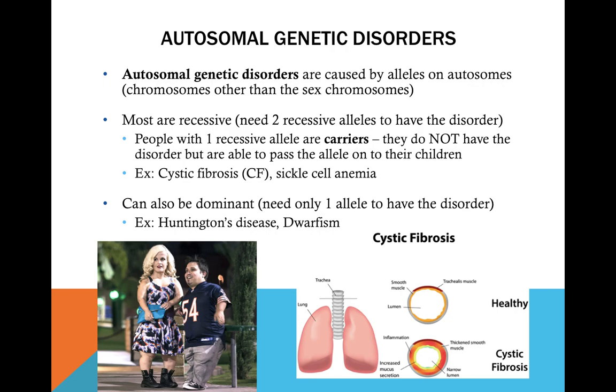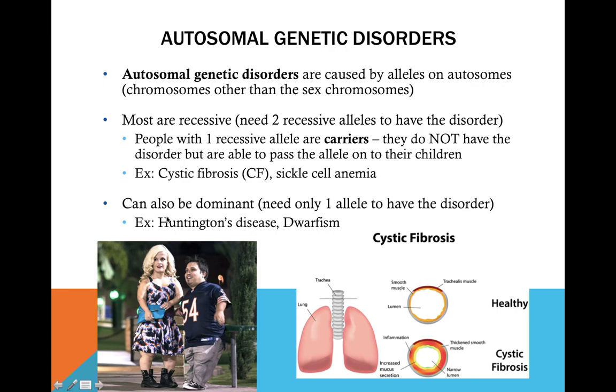Some examples are cystic fibrosis, which is shown down here in this picture. This is a disorder that happens when your body produces a lot of mucus in your lungs, and it makes it very hard for you to breathe. These people have a very short life expectancy because of that. Another one is sickle cell anemia, which causes the blood cells to take on this sickle shape.